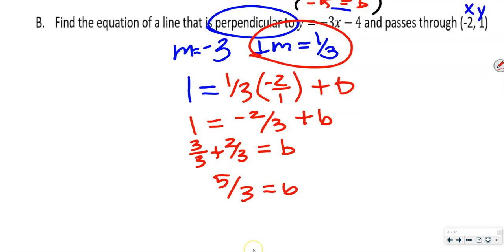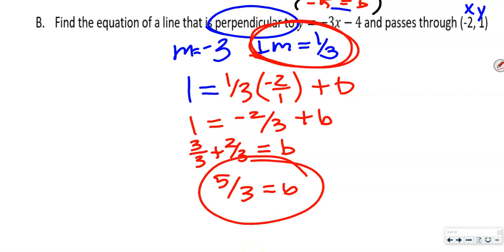And we're going to substitute in now our m and our b. So there's our b, there's our m, right? So our equation is going to be y is equal to, what's our m? Our new m, 1/3 x, right? And our new b is plus 5/3.